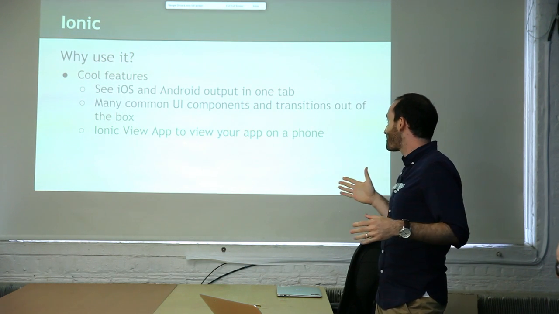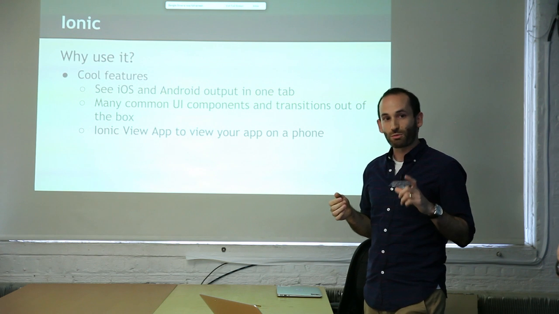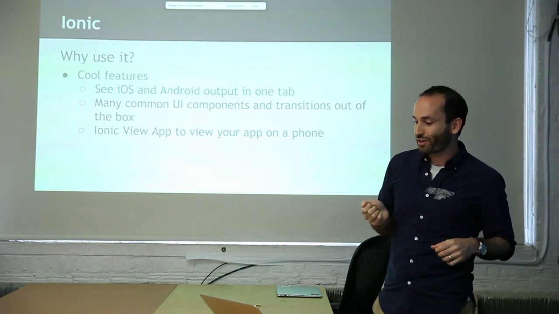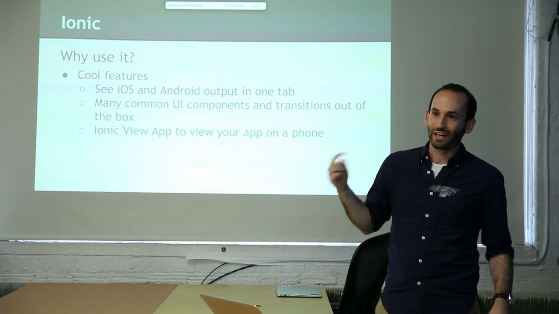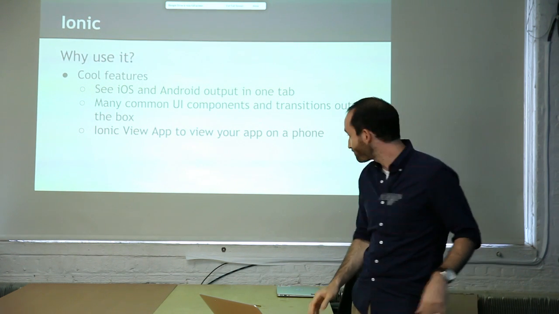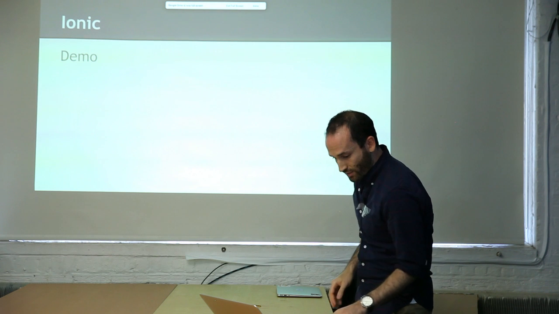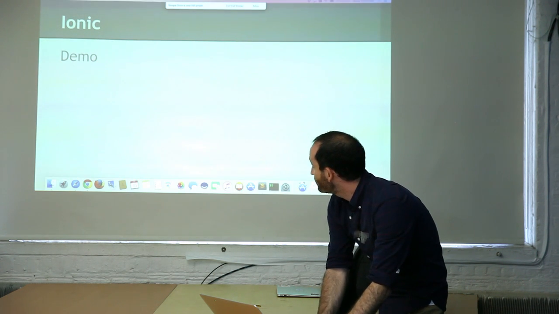Ionic View, which is the app I mentioned, you can actually prototype right on your phone. You can send it to your phone and start viewing it immediately. So if you're doing iOS, you don't have to get a developer certificate. You can kind of get around that and start looking at your phone right away. And okay, so I'll show a little bit.